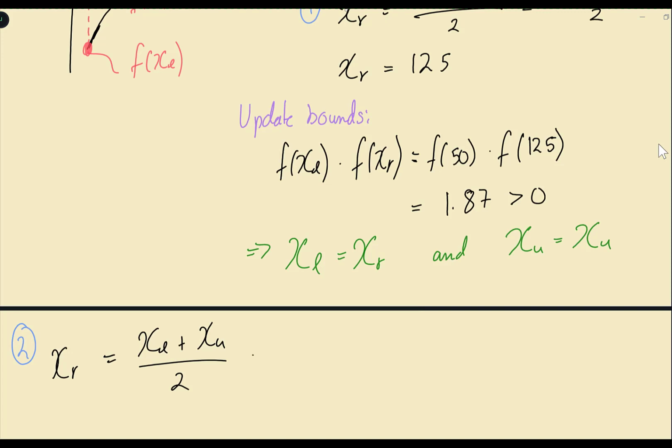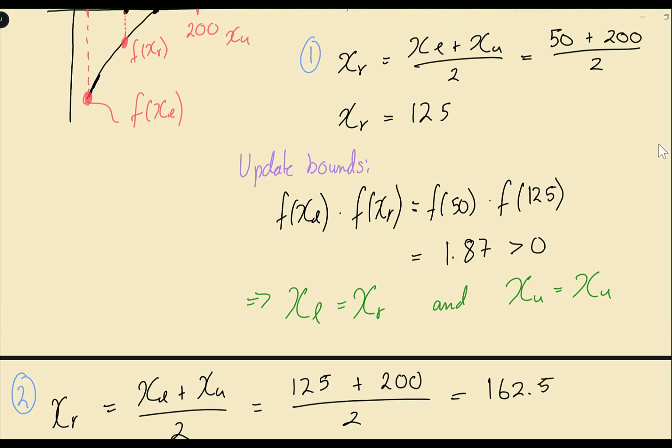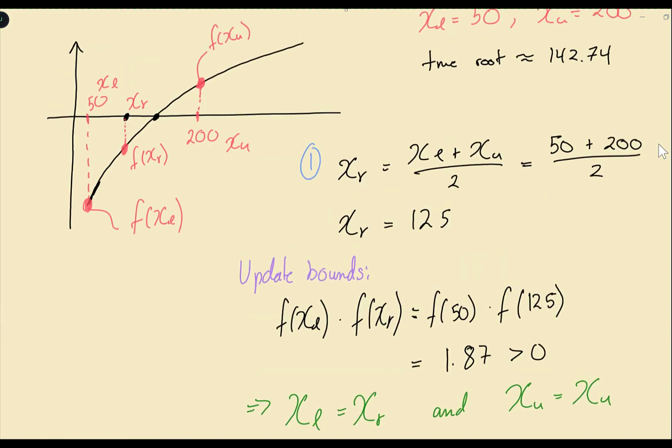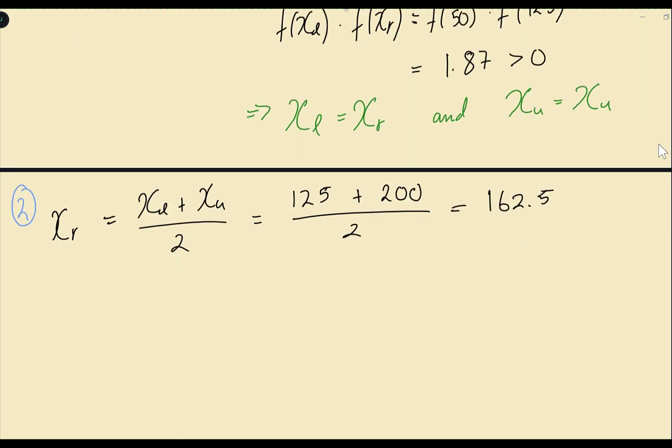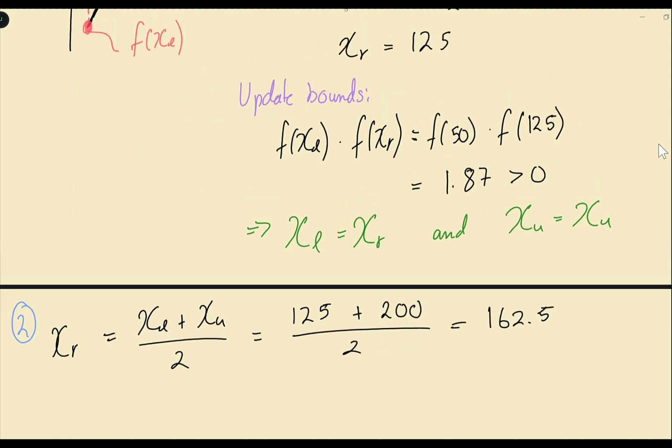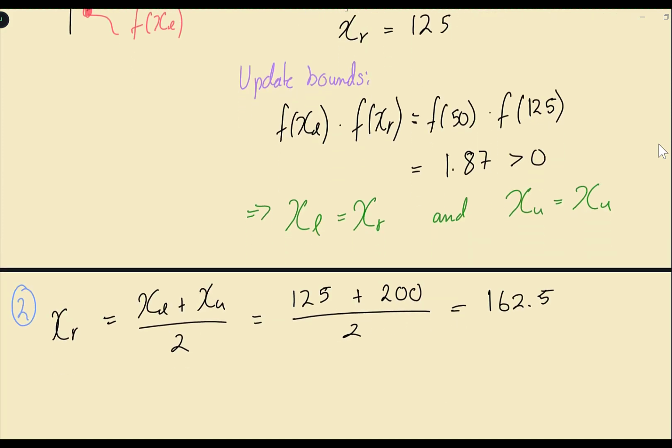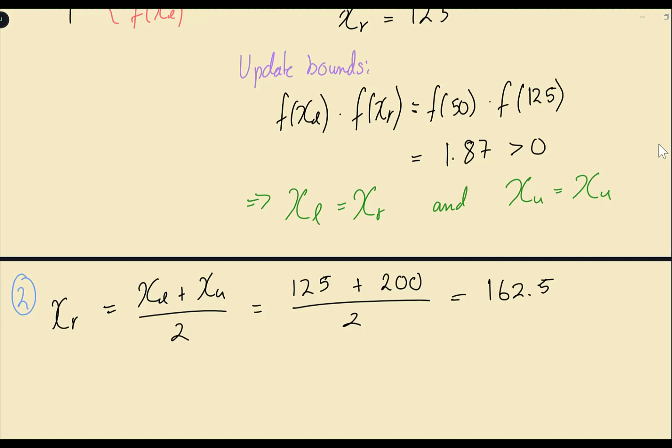So in this case, we now have 125 plus 200 divided by 2, which gives us 162.5. So now, instead of being on the left side, we are on the right side of the root, because we know what the root is. But when you're running this in a program, it doesn't know what the root is. So we always have to check, let me update my bounds and see what value I get. Before you update your bound, you can also check the relative error.